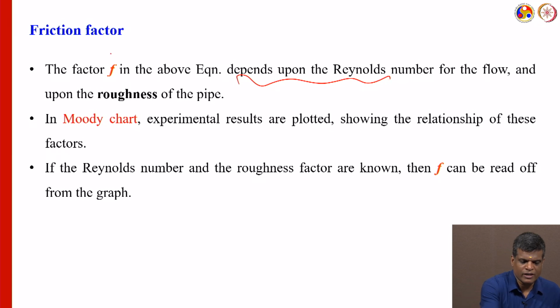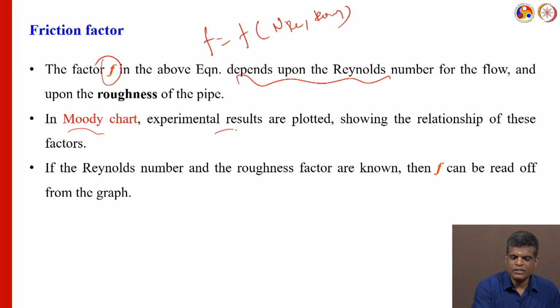So the friction factor F is a function of the Reynolds number, NRe, and the roughness factor. The Moody chart shows experimental results plotted, because there is a chart, and from there we can get the value of the friction factor.